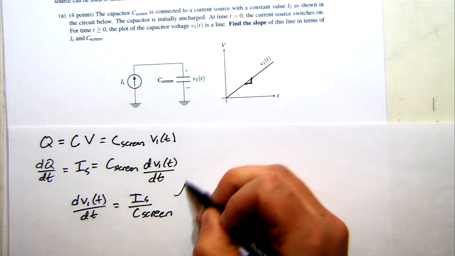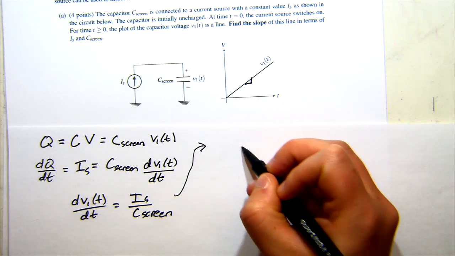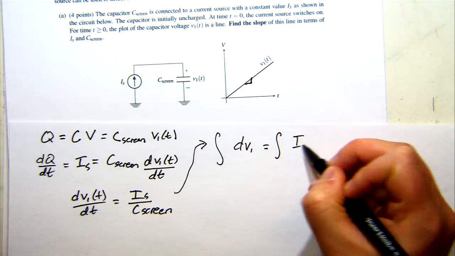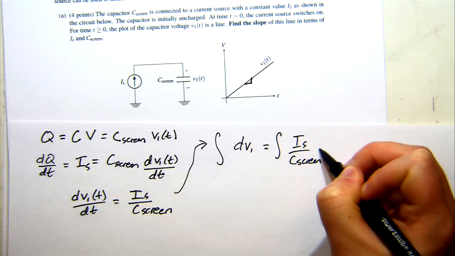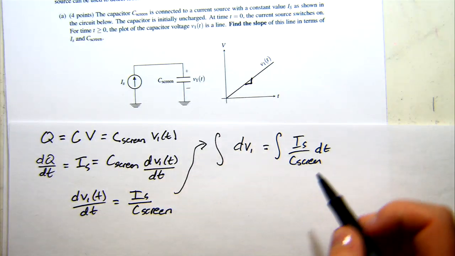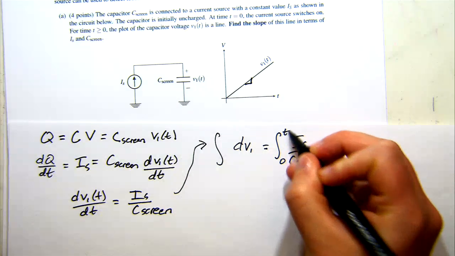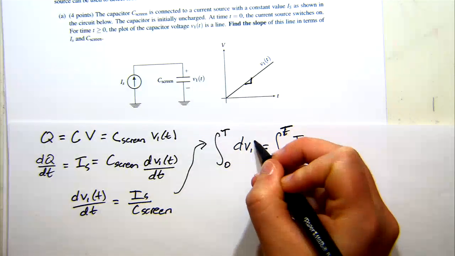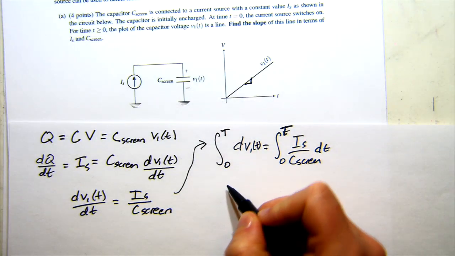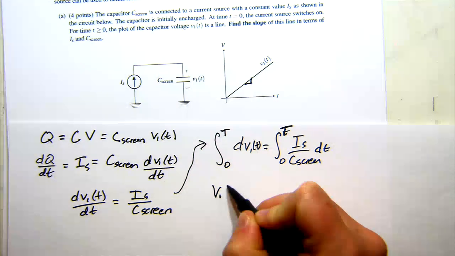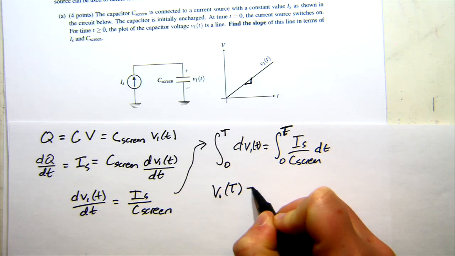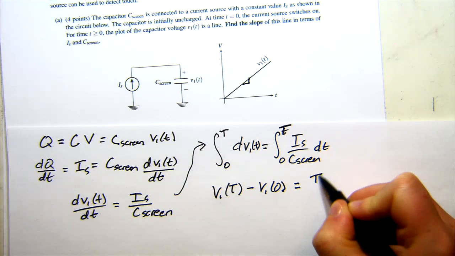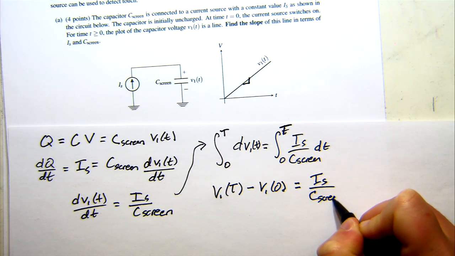And then we'll rearrange it so we can take the integral of both sides. So I move the dt over up here. And so we'll integrate from t equals 0 to t equals capital T. So this is dV1 of t. So we'll get that the voltage V1 at T minus the voltage at 0 is going to be equal to I_s over C screen times T.